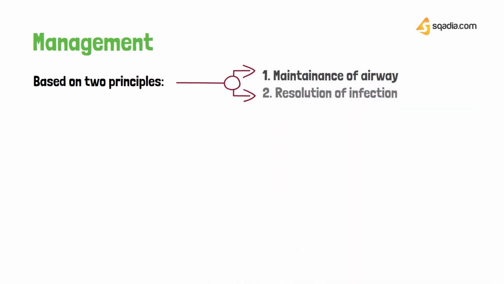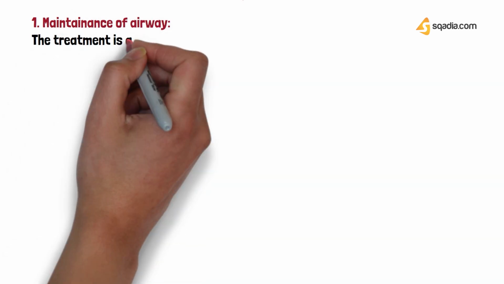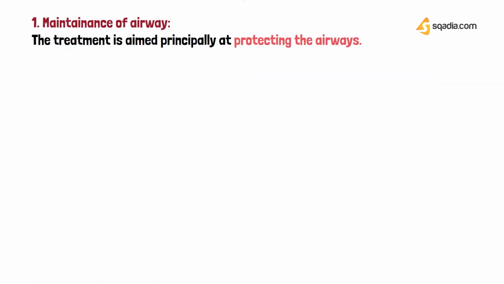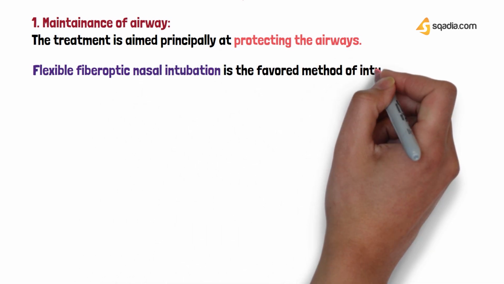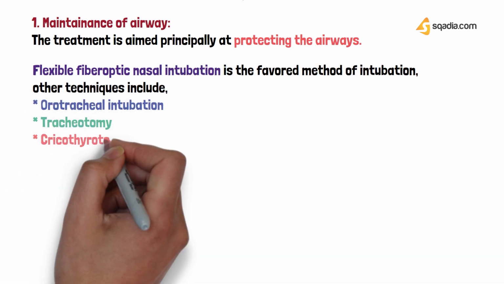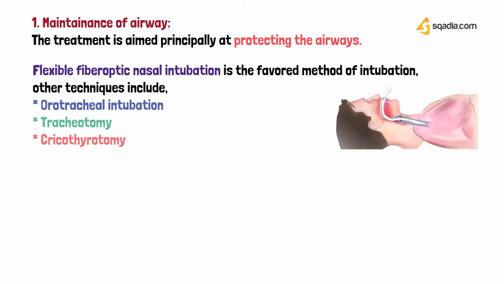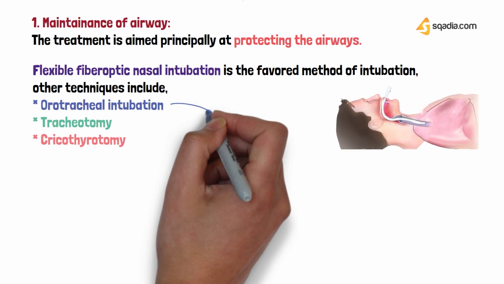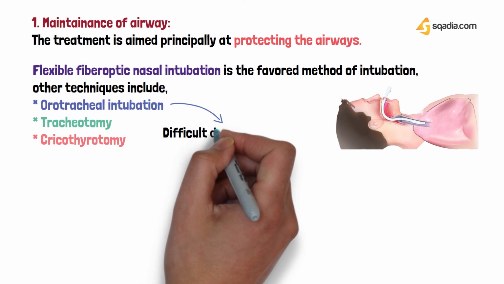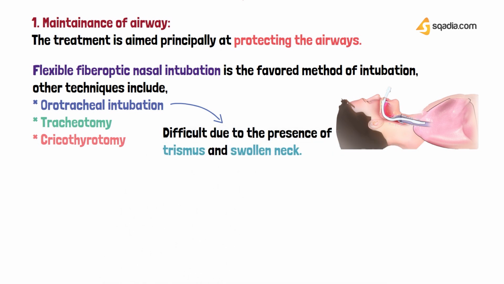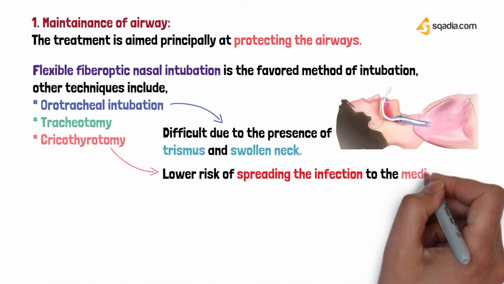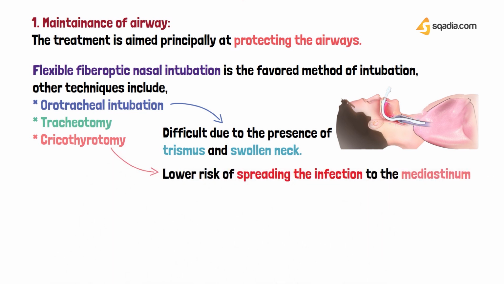So for airway maintenance, there are a few options. We can use flexible fiber optic nasal intubation. It is the most favored method out of all of them. Others include orotracheal intubation, tracheostomy, and cricothyrotomy. It may be difficult to do orotracheal intubation because there is presence of trismus, meaning a locked jaw, and a swollen neck. Cricothyrotomy is usually preferred because it lowers the risk of spreading the infection to the mediastinum.